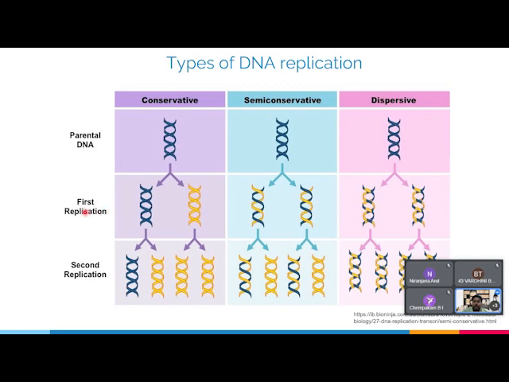So comparing the ultracentrifuged substrates at the first replication step and the second replication step, and looking at the bands, they were able to distinguish between the different types of replication models, and they determined that it was the semi-conservative model that was the correct one. So that was the seminal experiment that was done. But let us move forward a bit.